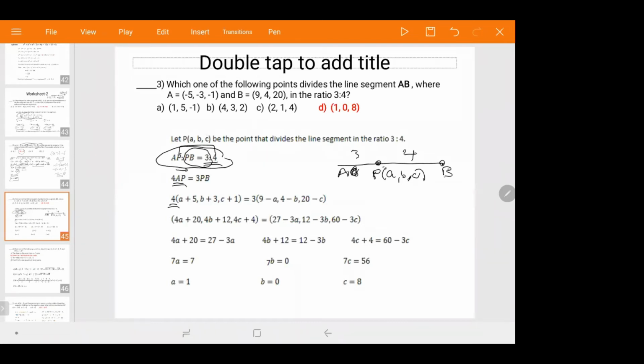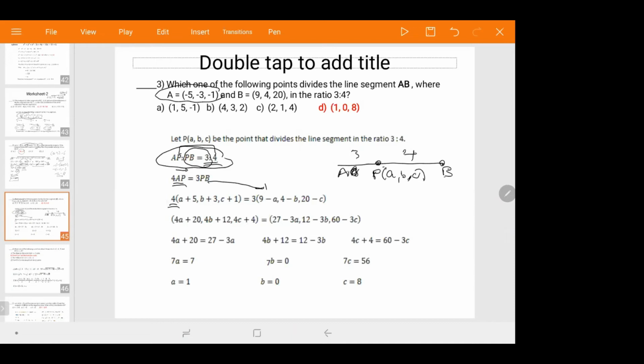Now P is (a, b, c) and A is this point. So we'll have a minus -5, which becomes a plus 5, b minus -3, which becomes b plus 3, and c minus -1, which is c plus 1. This is AP. It equals 3 times PB. PB means subtracting the ordered triple of P from B. B is (9, 4, 20). Therefore, 9 minus a, 4 minus b, 20 minus c.